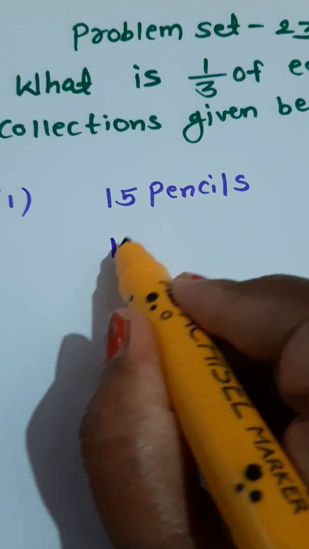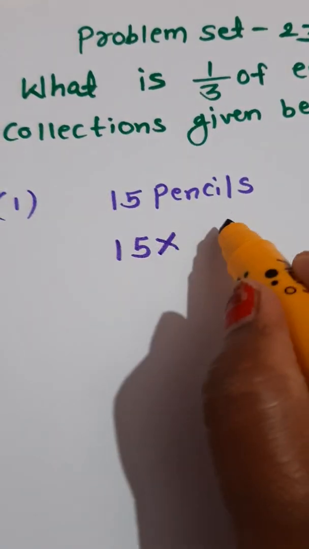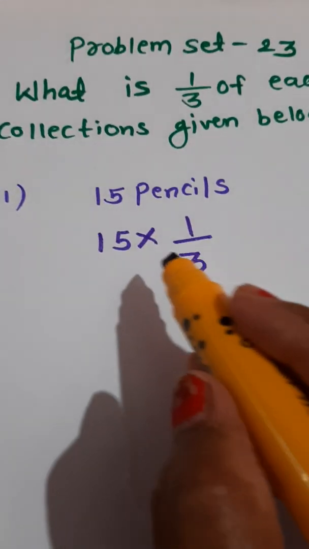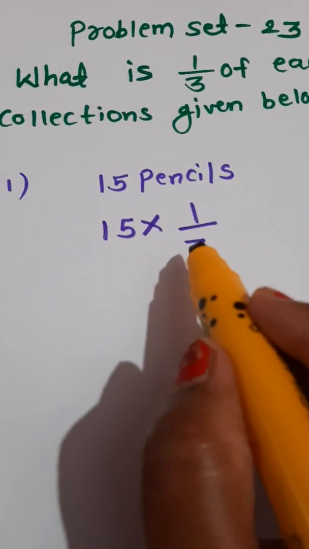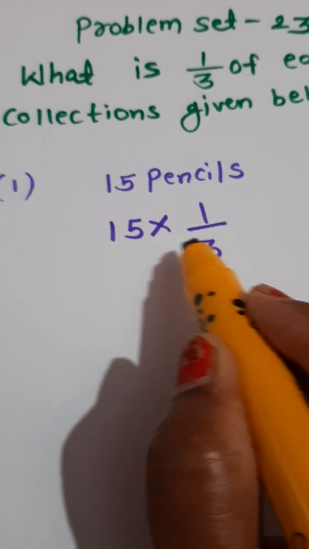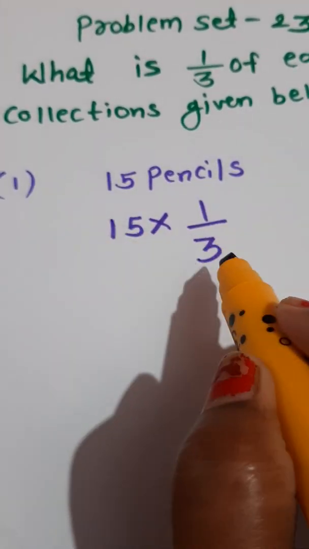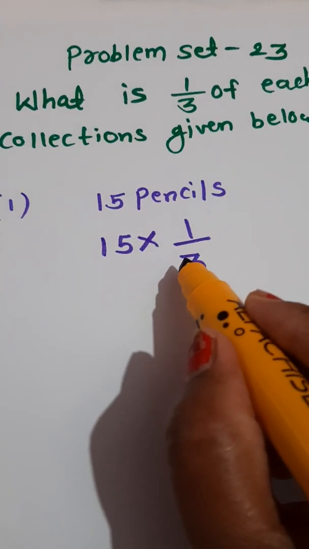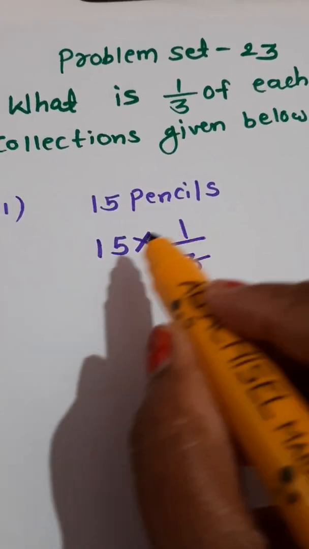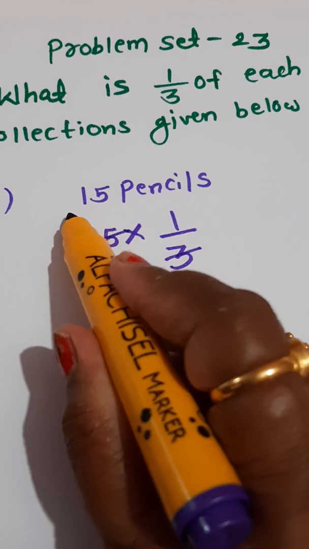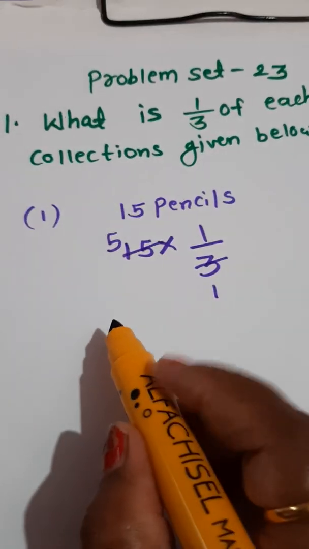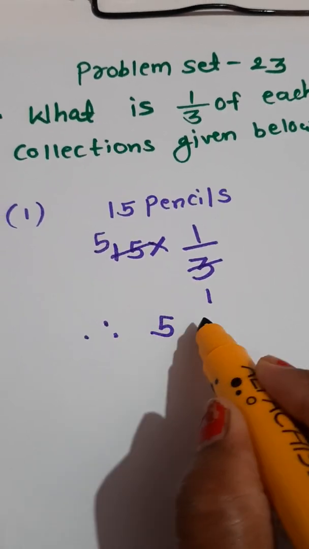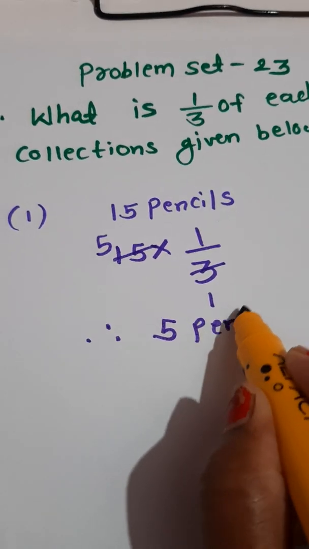15 into 1/3. When the multiplication sign is here, you can divide in a slant way or vertically. So here 3 1s are 3, 3 5s are 15, 5 1s are 5. So 1/3 of 15 pencils is 5 pencils.